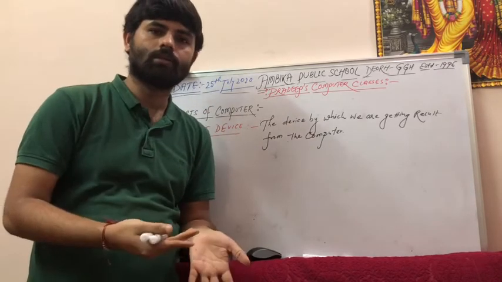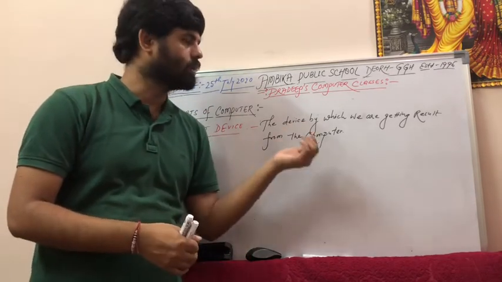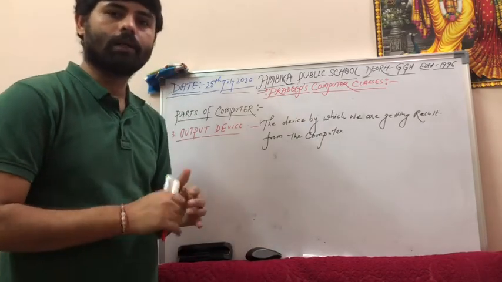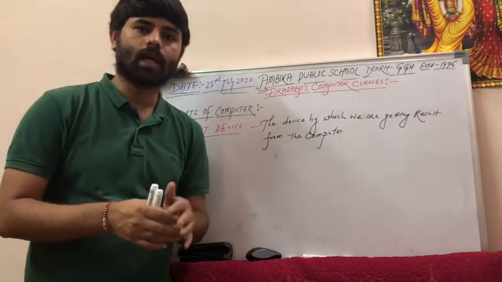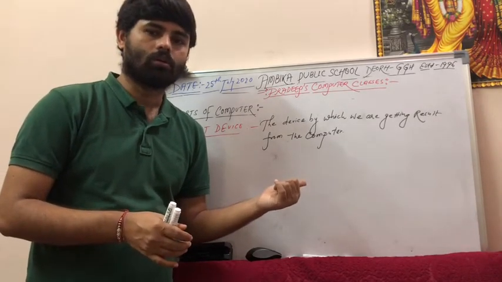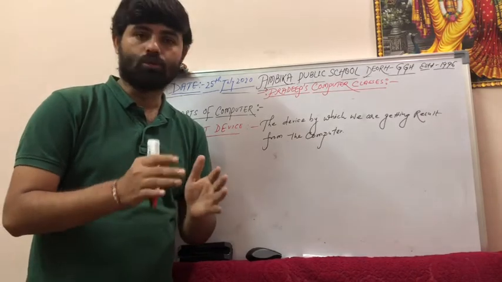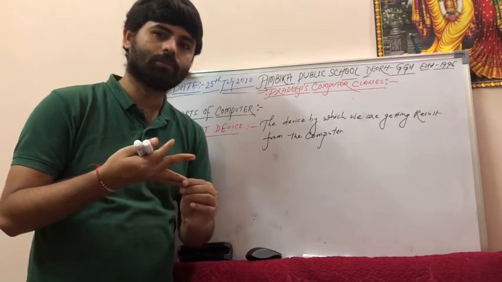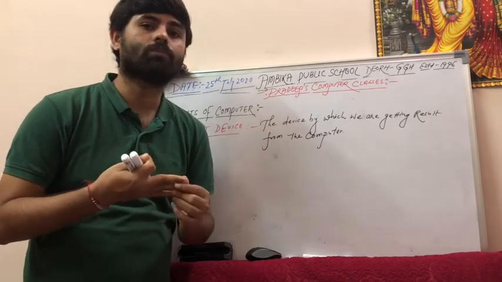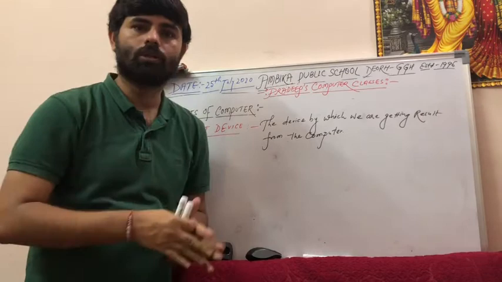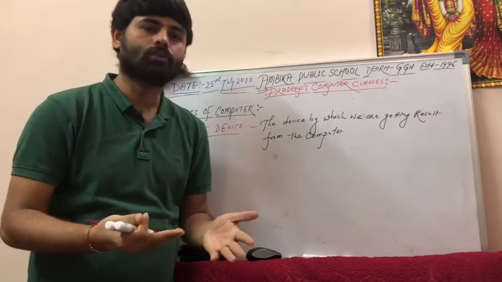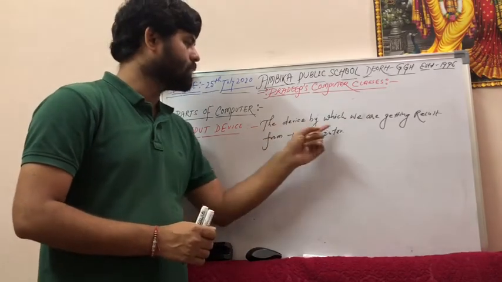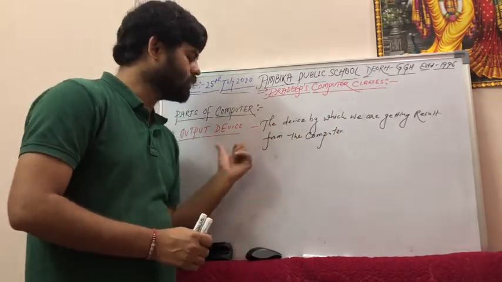So if you have given some input and CPU has done the processing, you have given 2 plus 3, 5. So input you have given by the keyboard, 2 plus 3 addition has been done by the CPU. Right? Everything is clear now. 2 plus 3 you have given from the keyboard, processing addition process has been done by the CPU, but where you will see the output? Over the monitor. So monitor is an output device. So the device by which we are getting the result from the computer is called output device.